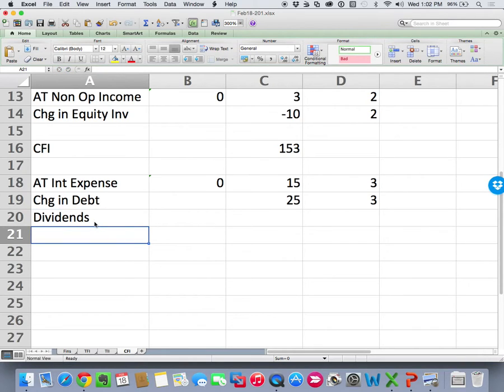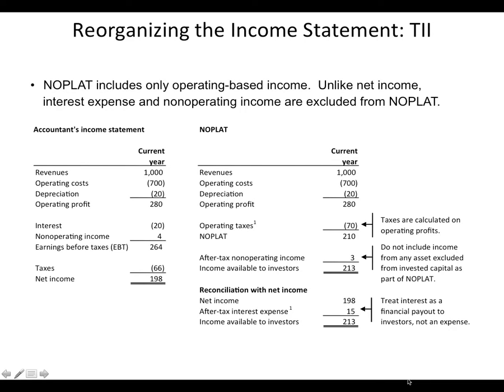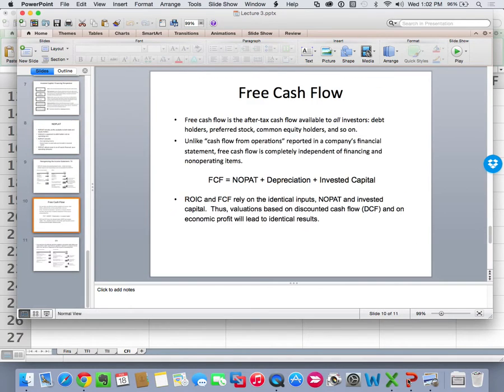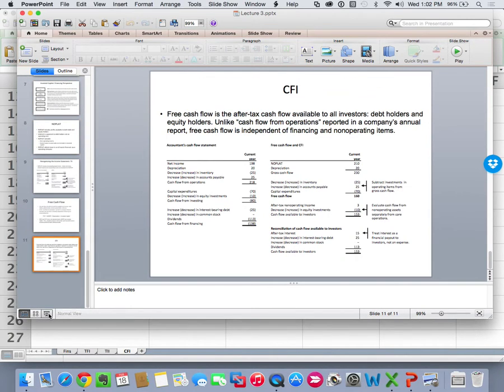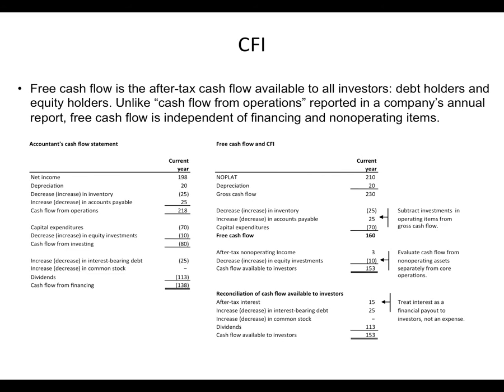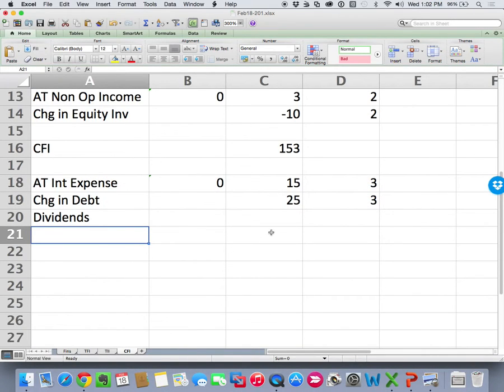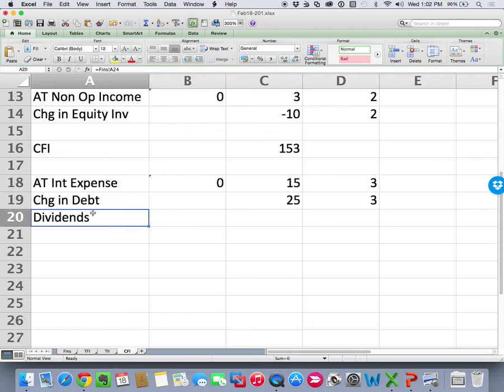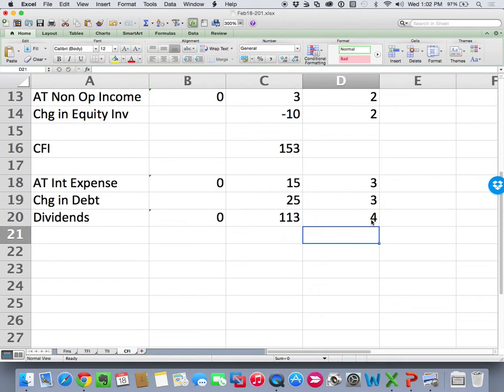Is this 113 of dividends on this statement a positive or a negative number on the CFI? It's got to be a positive number. So I'd actually put this as an assumption at the bottom of the first page. Dividends of 113. Positive 113, because it's a payout.